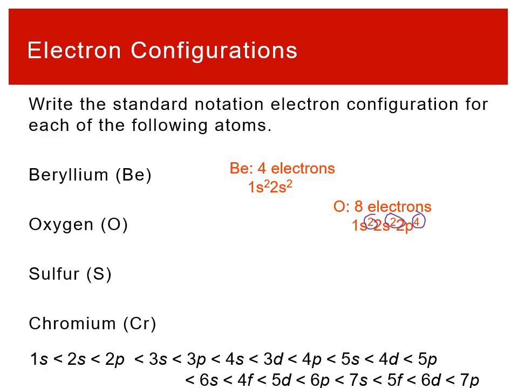If we take a look at sulfur, that is 16 electrons. We can follow the same process: what's the lowest energy? Where does that go? We're going to get 1s2.